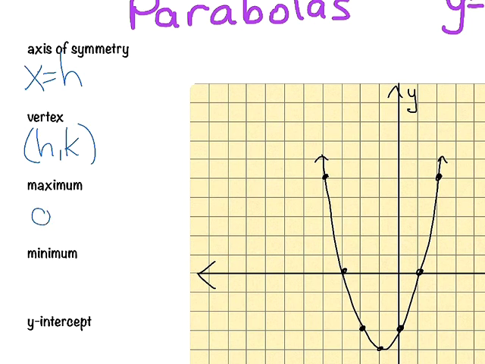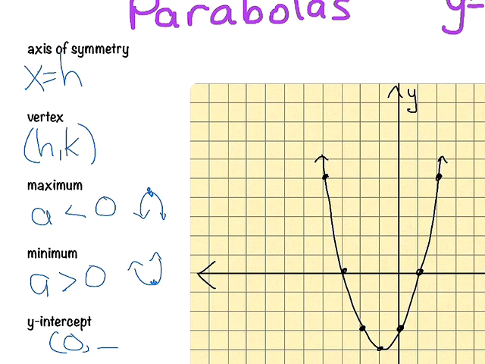(h, k). A maximum happens if our value for a is negative. That means our parabola is going to open downward, and this is the highest it goes. A minimum happens when our value of a is positive, and our graph opens up. And the y-intercept is (0, whatever). So that's another thing we look for.